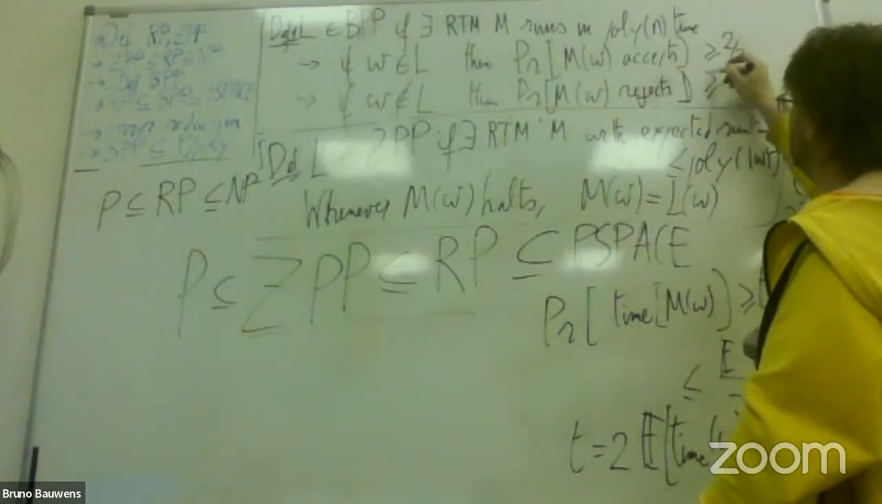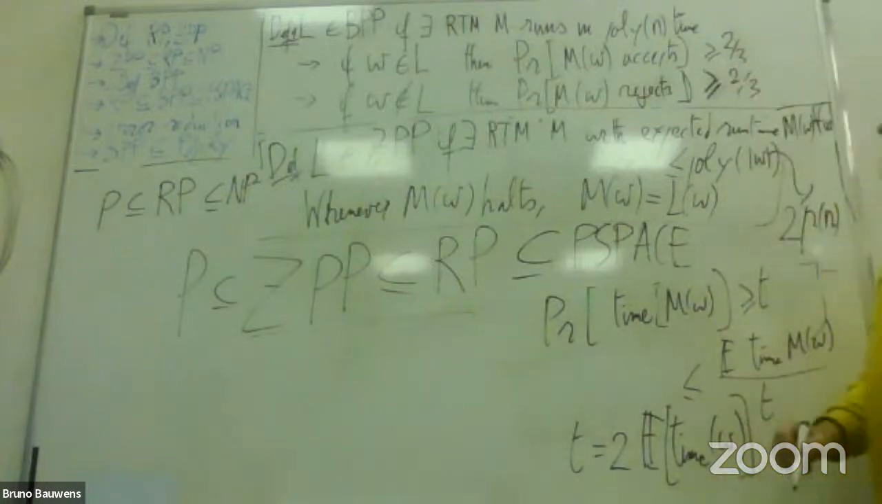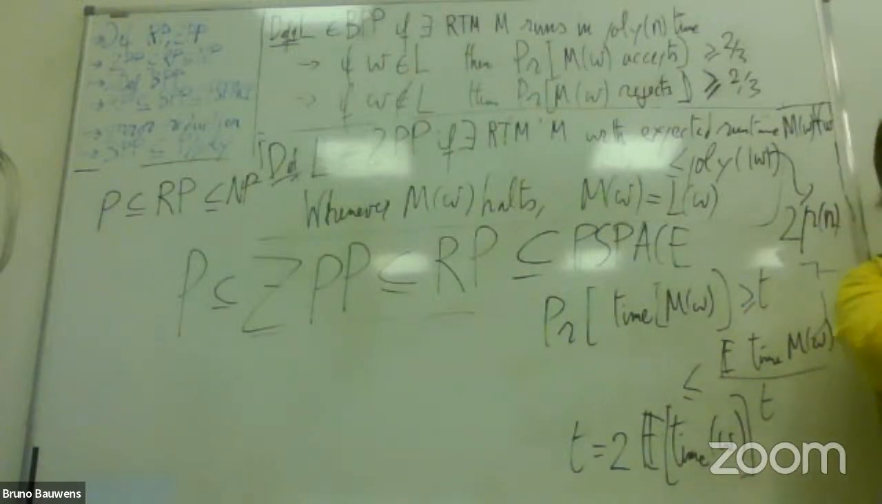Yeah, at least 2/3. Oh, this is a good marker. Oh, and the number of online people increased. In the class we have 8 people. So, yes.